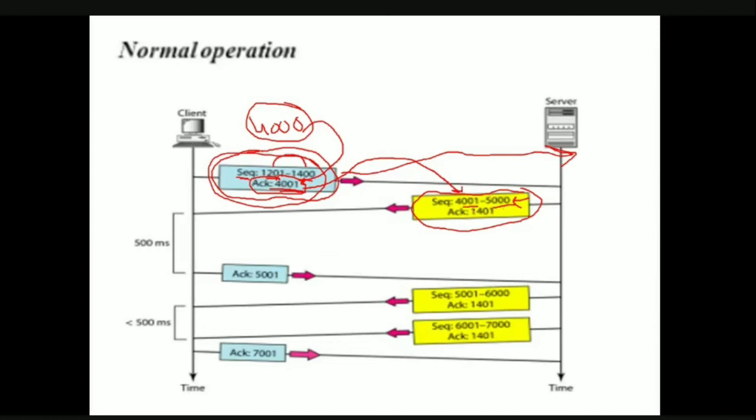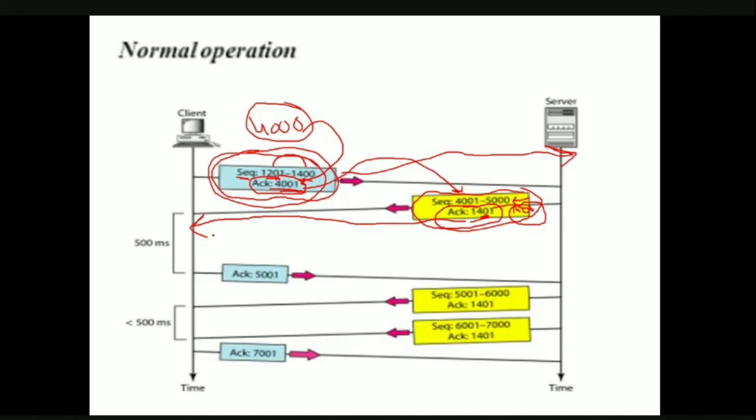Now the server is sending the acknowledgement 1401. What is the meaning of 1401? Up to 1400, the server has successfully received all the segments without any problem. Now it is expecting the 1401st segment. From the 1401st segment it is expecting. So now this information will be given to the client.